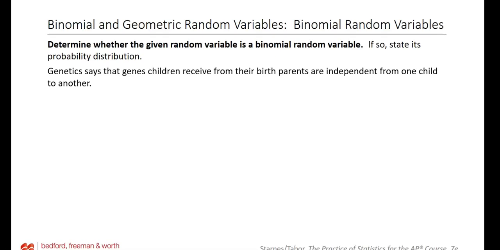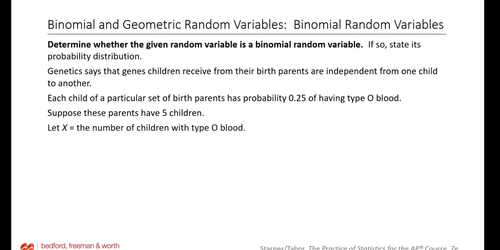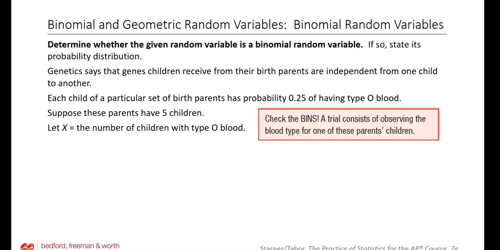Okay, so is this binomial or not? Let's think through the BINS here. Genetics say that genes children receive from their birth parents are independent from one child to another. Each child of a particular set of birth parents has a probability of 0.25 of having type O blood. Suppose the parents have 5 children. Let X equal the number of children with type O blood. So check the BINS. Is this binomial?